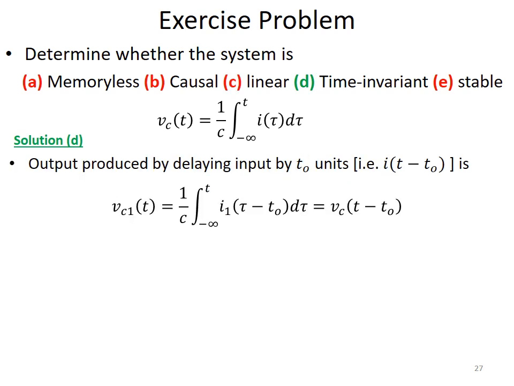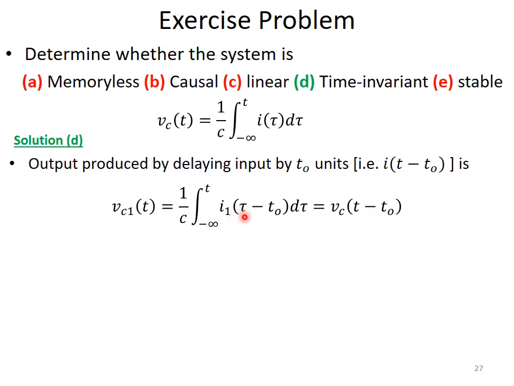Now coming to the part D, time invariancy, right? In order to check the time invariancy of the system, we have to delay the input by t naught units. When input is delayed by t naught units, the input can be represented as I of t minus t naught. So let us rewrite the input output equation by delaying the input, which is Vc1 of t equal to 1 upon C integral of I1 of t minus t naught from minus infinity to t, and it is equal to Vc of t minus t naught, right?